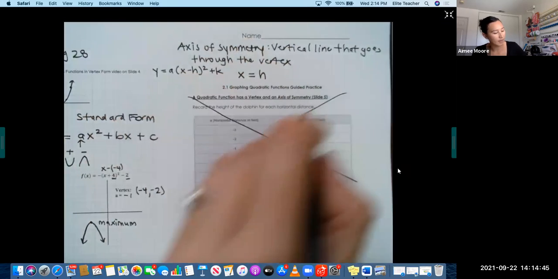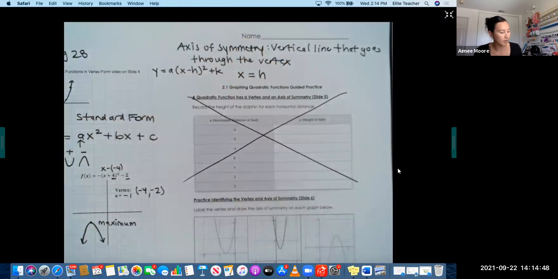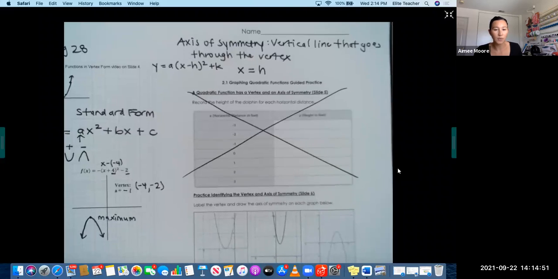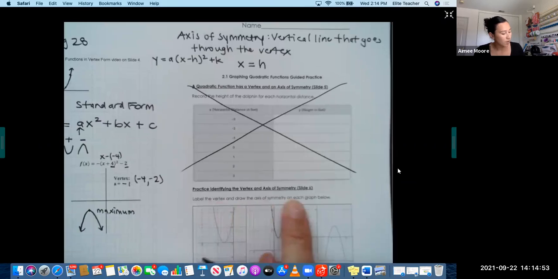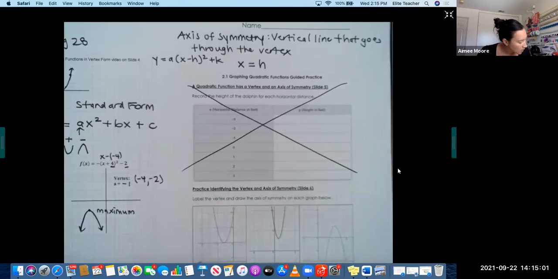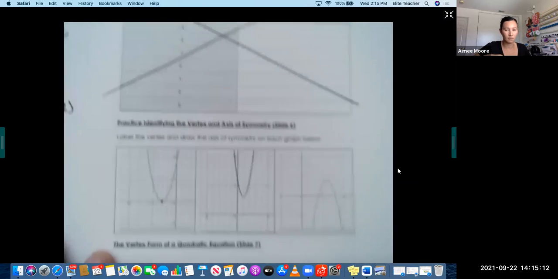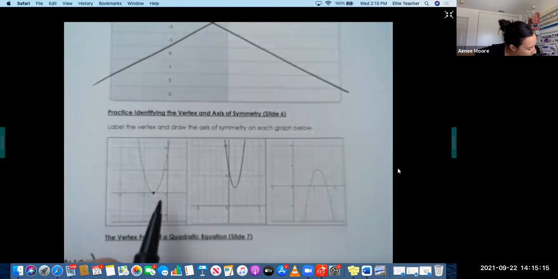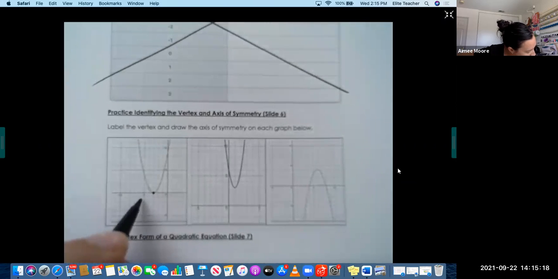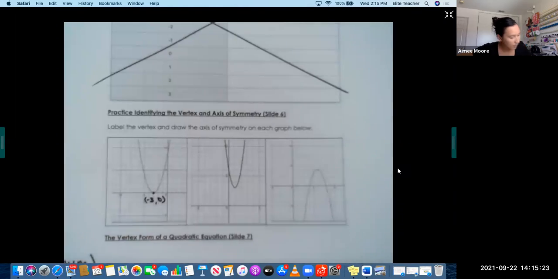So we're going to skip looking at this dolphin graph and jump to, we want to label the vertex and draw the axis of symmetry on each graph below. The vertex, remember, is the highest or the lowest point. So in this case, our vertex is right here. Sorry if it's blurry, it's at -3 for x, and then y is 0.